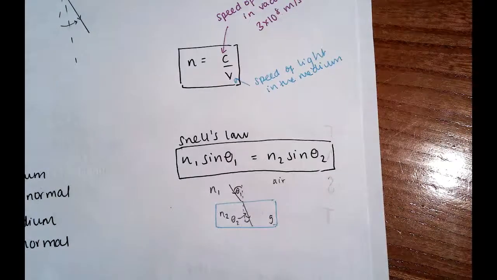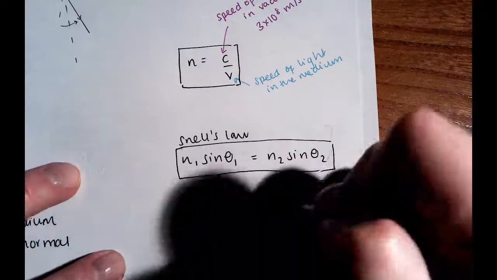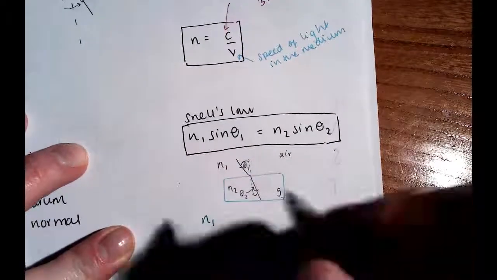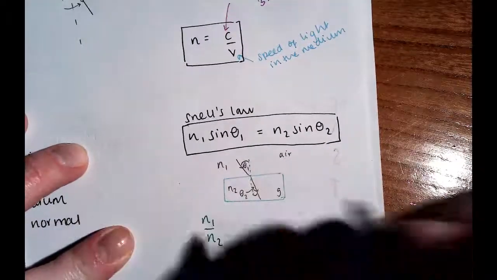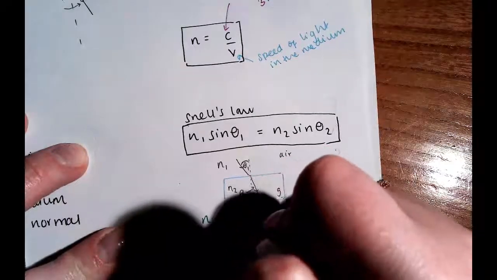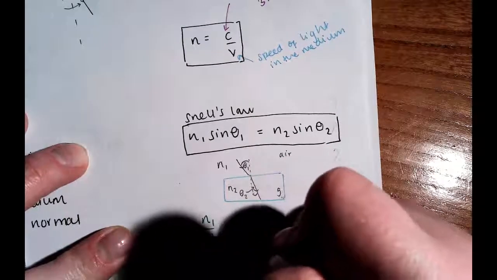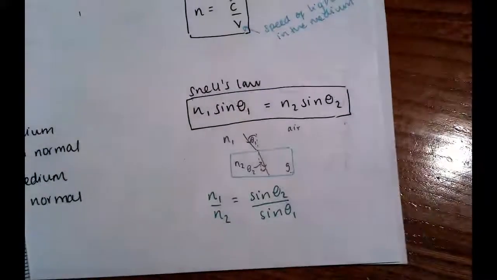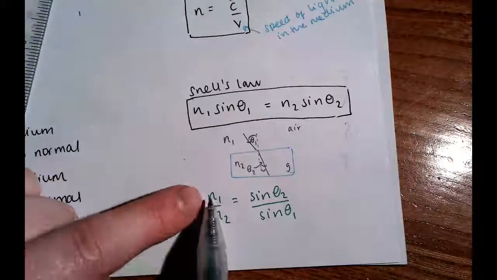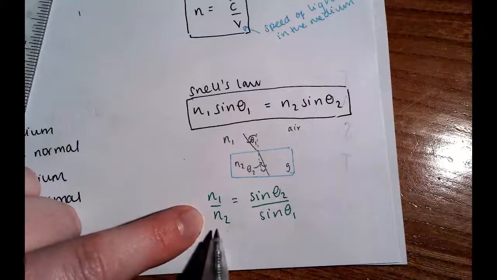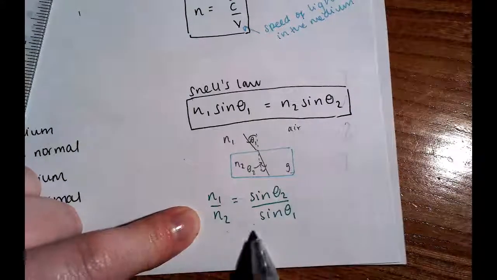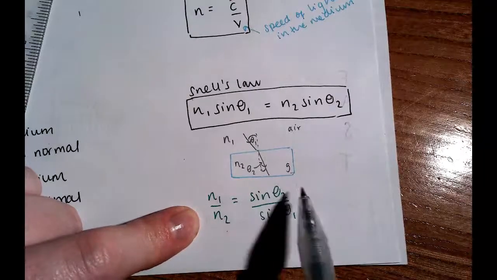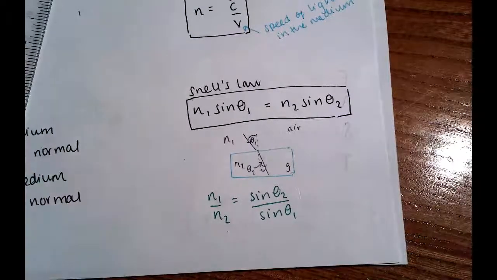Okay, and so I can rearrange this equation and say N1 over N2 equals sine theta 2 over sine theta 1. Okay, now hopefully you can see that N1 and N2 are just constant values. So this is a constant. And so you know there is a relationship between the angle theta 2 and theta 1. Okay, and that's something we're going to discuss.